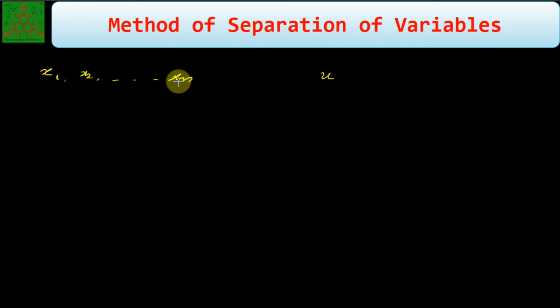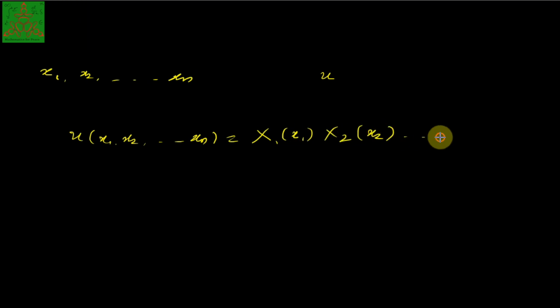That is the given situation, and we first assume that the equation has a solution of the form u(x1, x2, ..., xn) = X1(x1) X2(x2) ... Xn(xn), where the capital Xi's are functions of small xi.